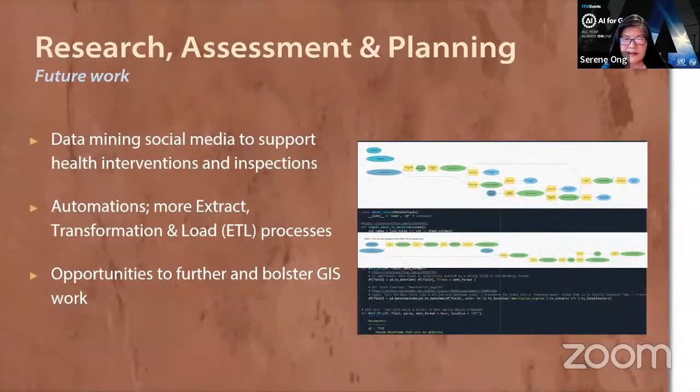We also want to, in the future, use additional non-conventional data sources, such as data from social media, to help us anticipate and predict health risk situations. For example, data mining social media and regularly used apps like Yelp, Facebook, Instagram, Twitter, and others can support health interventions and inspections.